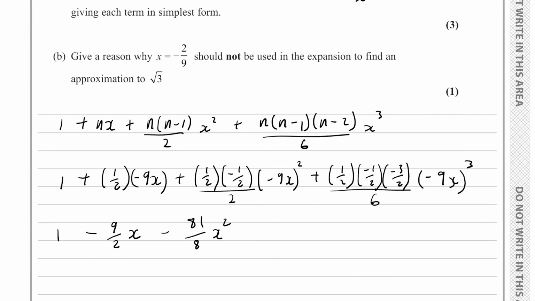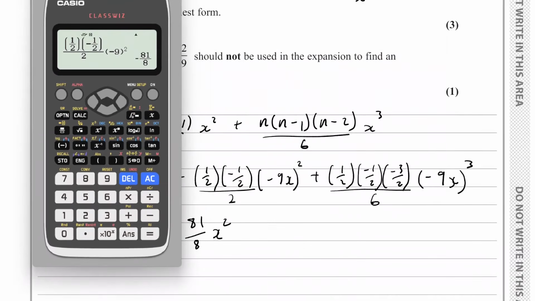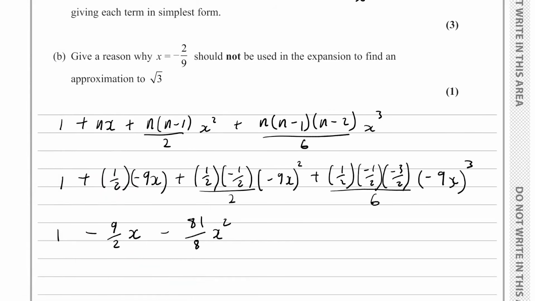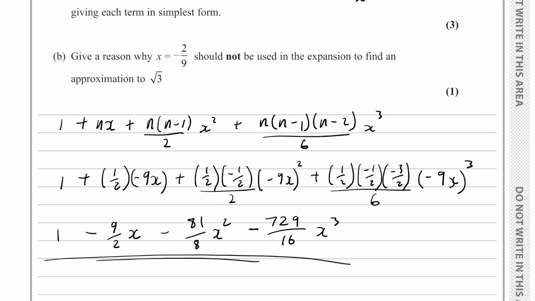And then the x cubed term. Again, I'm just going to type it in exactly how it looks. Instead of squared, I'm going to write cubed. It's now over 6. And on top, it was a half times minus a half times minus 3 over 2. So I get negative 729 over 16, and that's my x cubed. So that's my part A done.